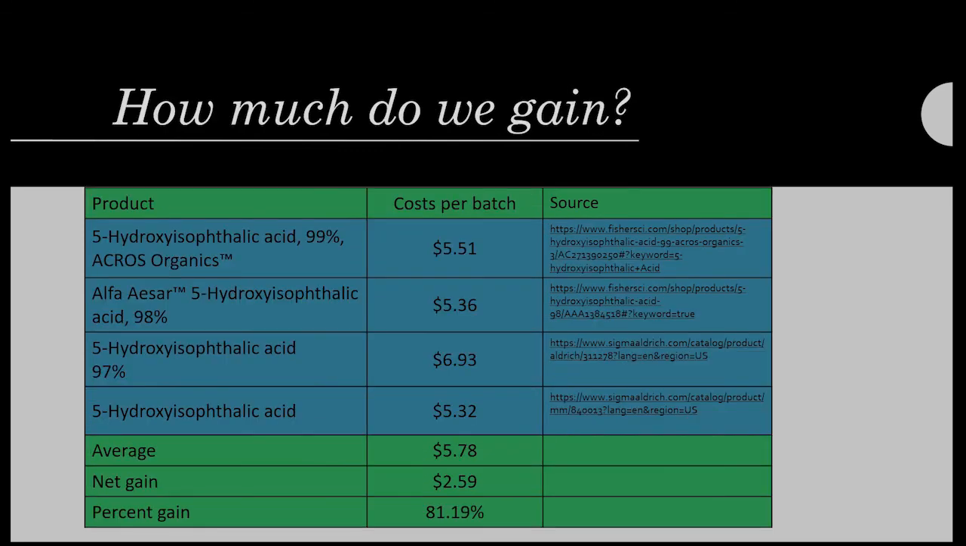Now, after we get that information, we need to figure out how much our competitors are selling that compound for. Here we can see that on average, our competitors are selling the compound for $5.78. Now, if we take that number and subtract our cost for the reagents, we'll be getting $2.59. This is significant because it will give us a huge percent gain of 81.19%. This will allow us to get a huge return on our investment for synthesizing this compound.